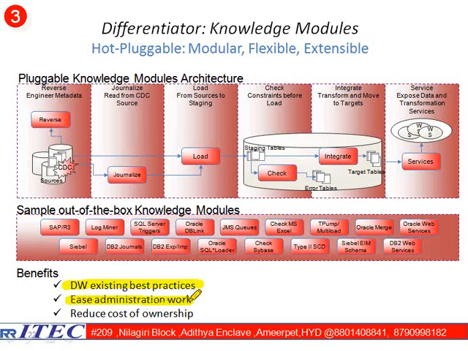Next, easy administration work. We can easily learn and do the administration, and reduce the cost of ownership. Maintaining this is very easy. License cost, these costs will be very, very less.